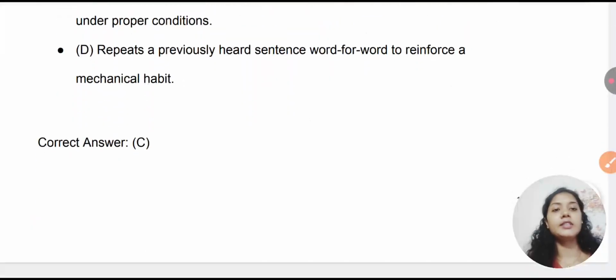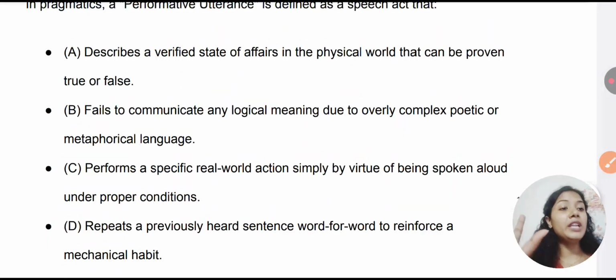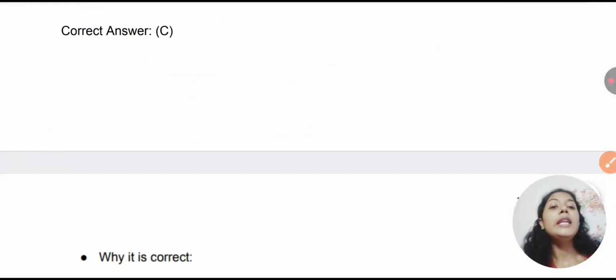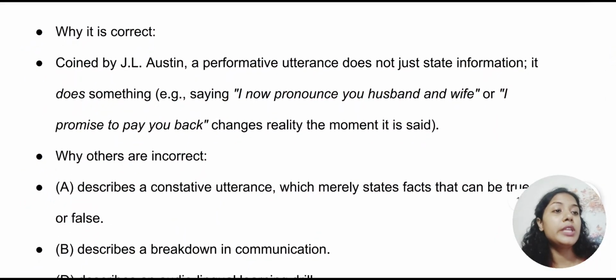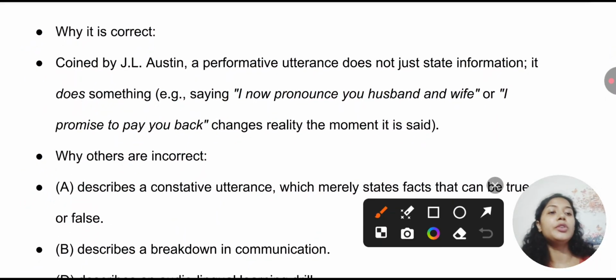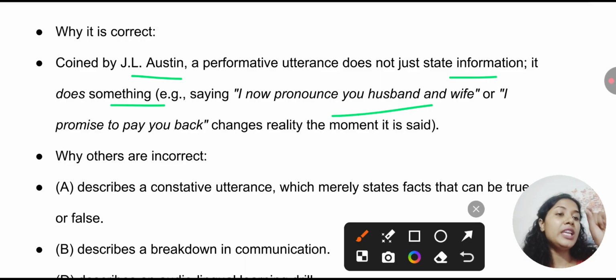Performative utterances. Competence and performance is the different term by Noam Chomsky, but performative utterances is a term coined by J.L. Austin. Now, let's understand very thoroughly. According to J.L. Austin, a performative utterance does not just state information, it does something. For example, "I now pronounce."